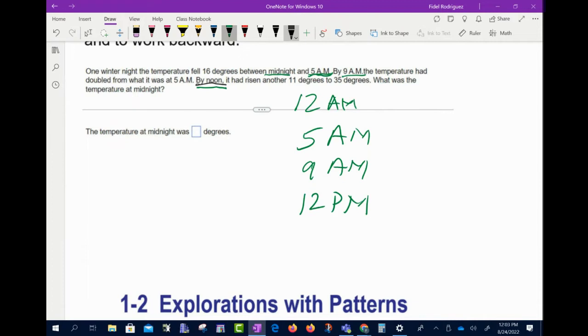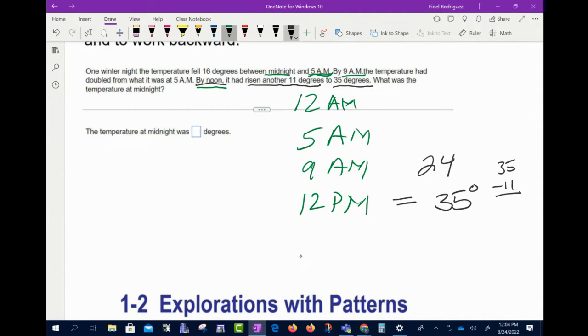Do we know what the temperature was at noon? It says it had risen another 11 degrees to 35. So at 12 p.m., it was 35 degrees, because that's what they're telling me. It had risen 11 degrees from whatever it was at 9 a.m. to get to 35. So how would I go backwards? We would have to subtract. Let's take 35 and subtract 11. That gives me 24 degrees. I'm just working my way backwards. That's at 9 a.m.